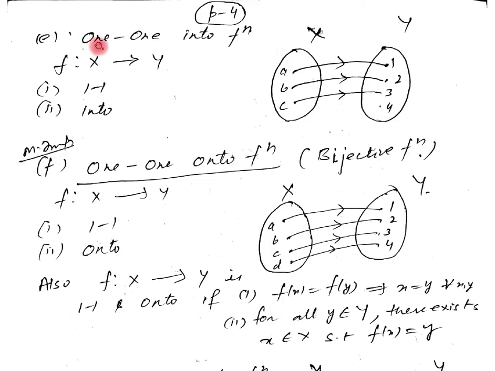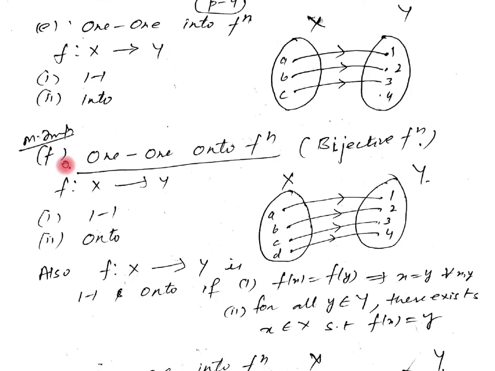Now we have to define one-one into function. It means the function should be one-one: different elements have different images. Second is into function. It means there is at least one element in y which does not have its pre-image in x. Then this is known as one-one into function.